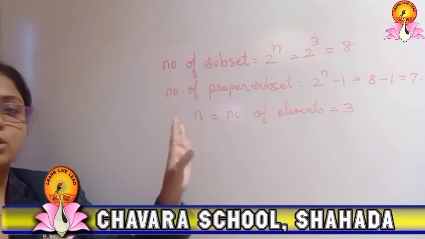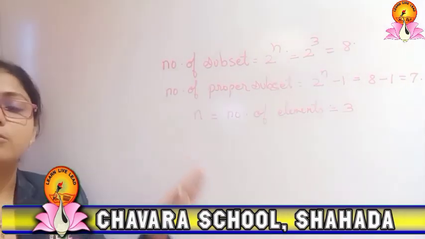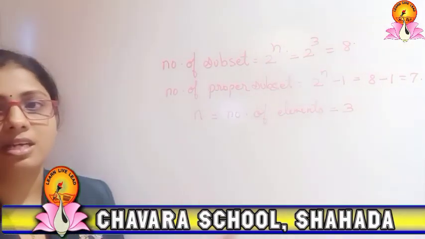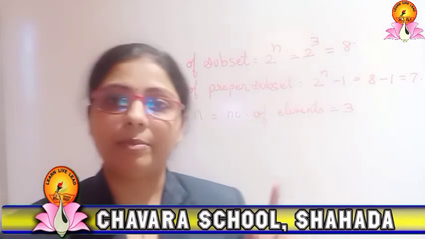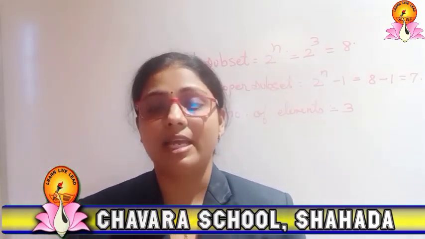Okay. So by this we come to know how many subsets and proper subsets are formed. And one more thing: always keep in mind, not a single set is a proper subset of itself. This sentence you have to always keep in mind.